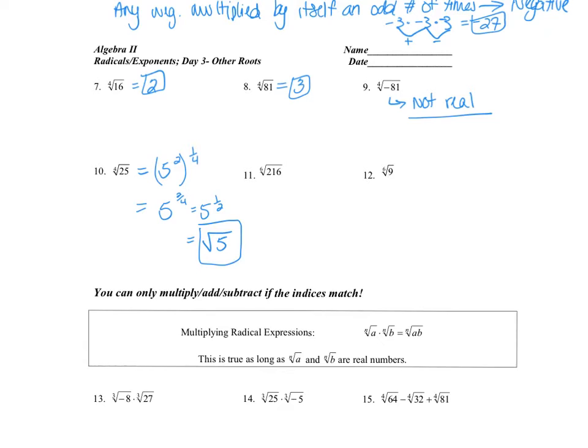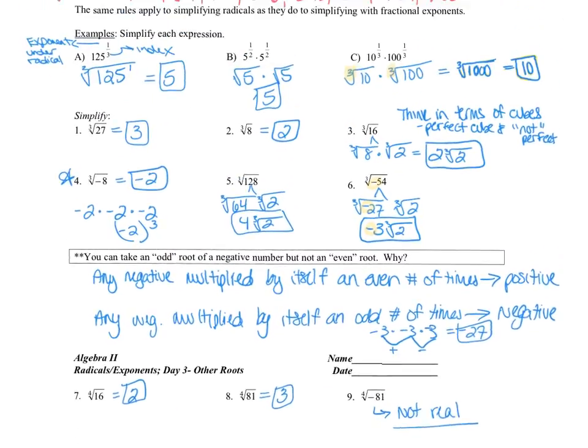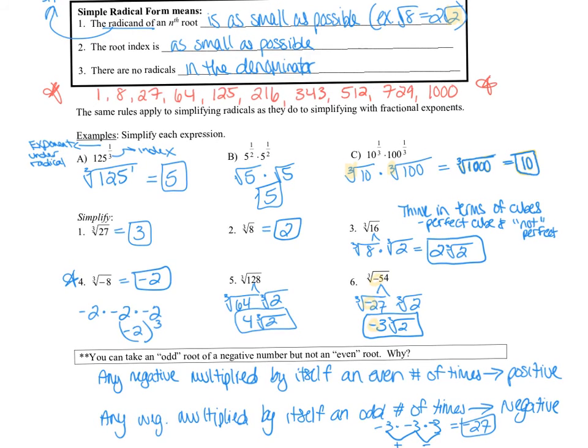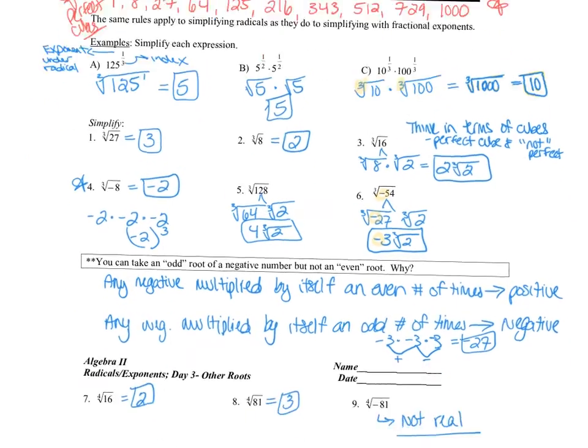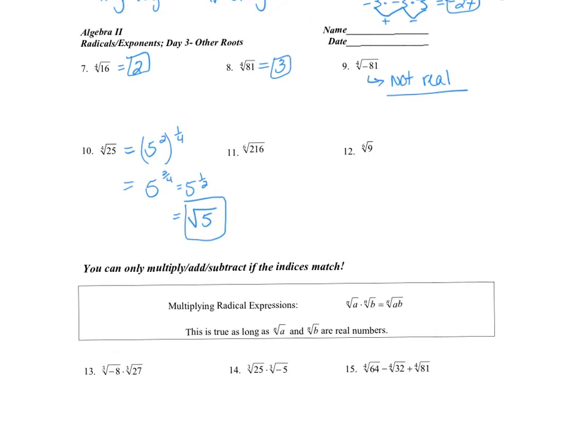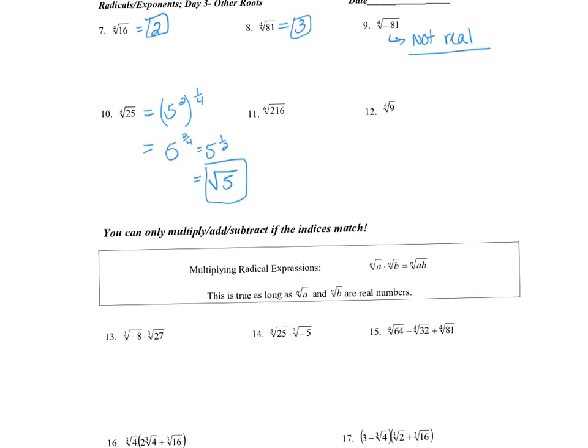Now number 11, the sixth root of 216. So 216 is not a perfect 6th, but I can use my exponents to help me rewrite this. Now if I take a look back at my list I wrote before, I'll notice that 216 is actually a perfect cube. So I can use that to help me when writing number 11 in simplified form.